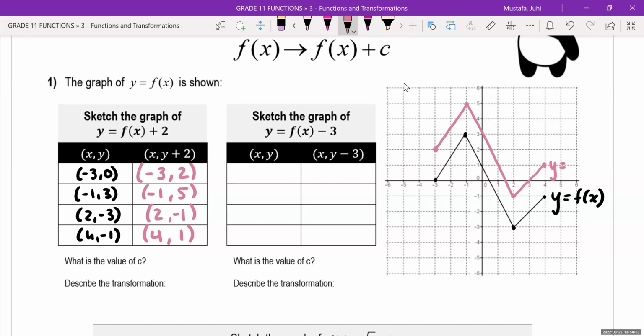I'm going to label it y is equal to f of x plus 2. And visually, you should be able to see that your entire graph has moved up 2 units. Every point has shifted up 2 units.